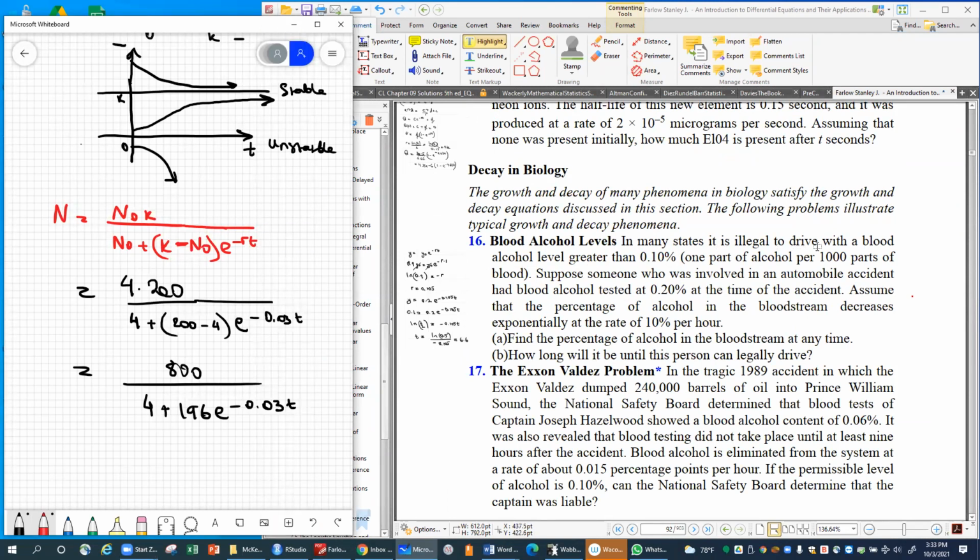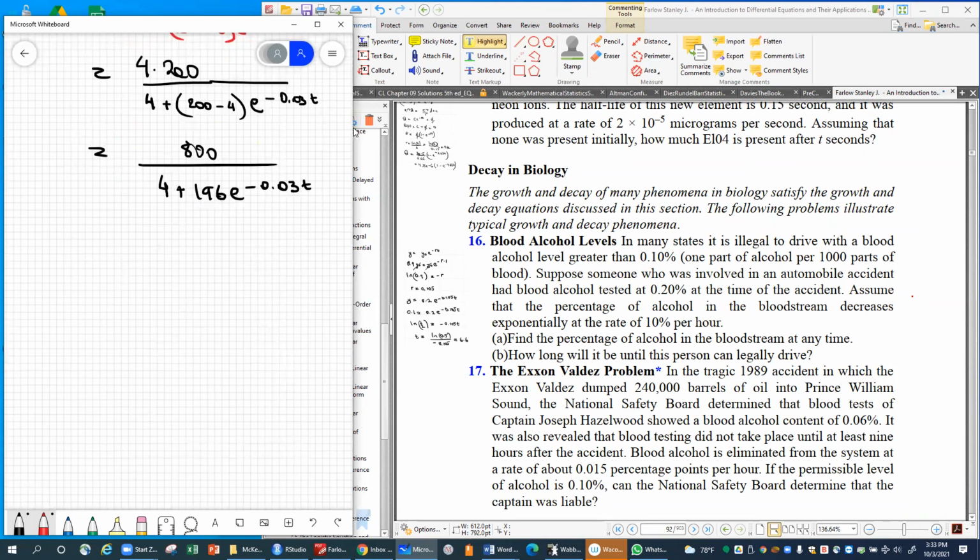So in many states, it's illegal to drive with a blood alcohol level more than 0.10, 1 part of alcohol per 1,000 parts of blood. Someone who was involved in an auto accident was at 0.20. Assume that the percentage of alcohol in the bloodstream decreases exponentially at 10% per hour. So what's the percentage in the bloodstream at any time, and how long before they can legally drive?